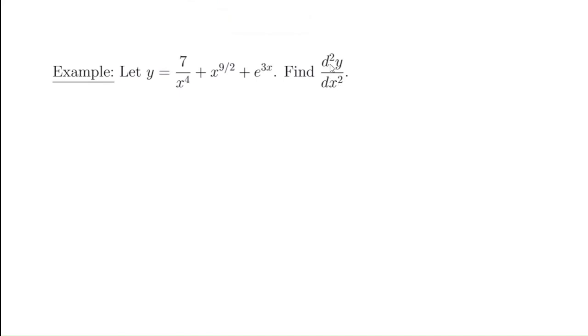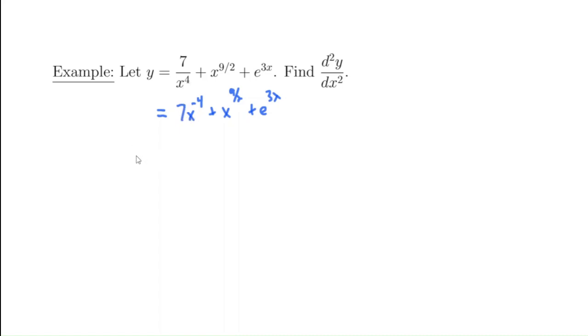Find d squared y dx squared. So we're using y here instead of f of x. But this is really the second order derivative. Another notation for this would be y double prime. So how do we find y double prime? Well, before we can find even y single prime, we need to rewrite this. Let's write this as 7x to the negative fourth plus x to the 9 halves plus e to the 3x. So we just rewrote this 7 over x to the fourth as 7x to the negative fourth.